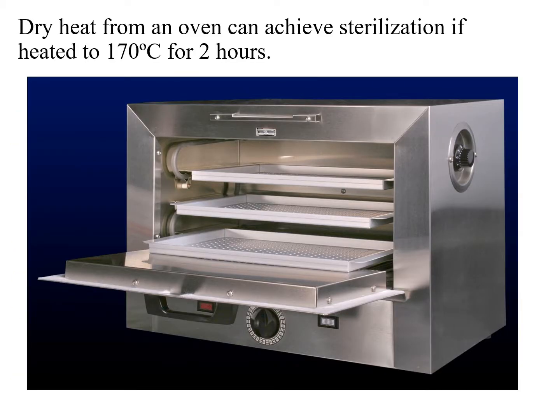So that was moist heat, and now we have dry heat. So dry heat from an oven can achieve sterilization also, but you'll have to heat it much longer than what we just discussed. We talked about 1 minute, 1 second, 2 seconds, 30 minutes, 15 seconds. Now for dry heat, at 170 degrees Celsius, you have to leave your item in the oven for 2 hours.